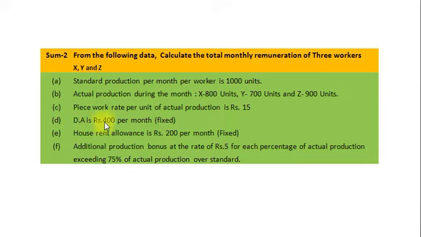DA is rupees 400 per month fixed. House rent allowance is rupees 200 per month fixed. Additional production bonus at the rate of rupees 5 for each percentage of actual production exceeding 75% of actual production over standard. So from this information we are to calculate monthly remuneration of workers X, Y and Z.